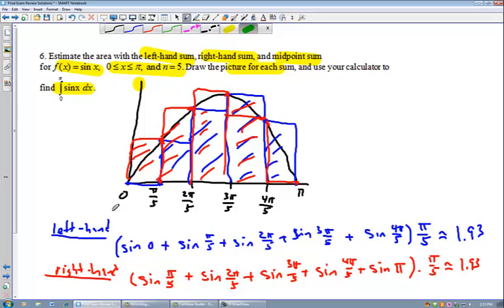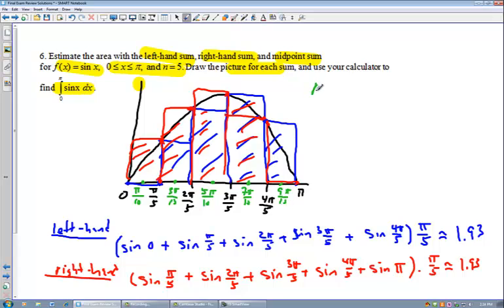And now for the midpoint sum, it's going to be a little bit different because you have to figure out the actual midpoint. So the midpoint occurs right here, which is in the middle. So that's 0, it's pi over 10, right? To find the midpoint, you take pi over 5 and divide by 2, which is pi over 10. I add pi over 5, so 2 pi over 10, then I get to 3 pi over 10. That's this midpoint. 4 pi over 10, and this is 5 pi over 10. 6 pi over 10, so this must be 7 pi over 10 for that midpoint. 8 pi over 10, and finally 9 pi over 10.